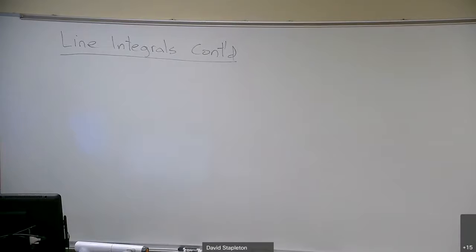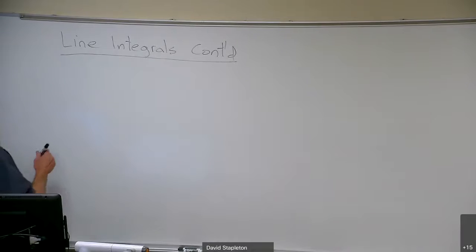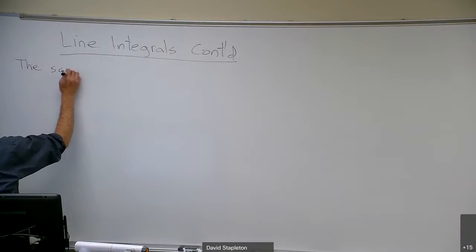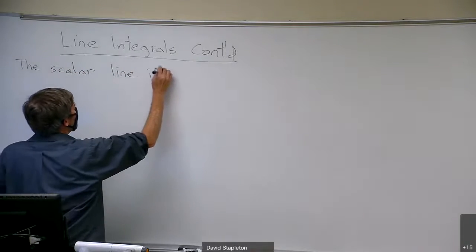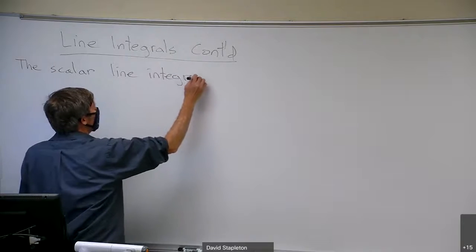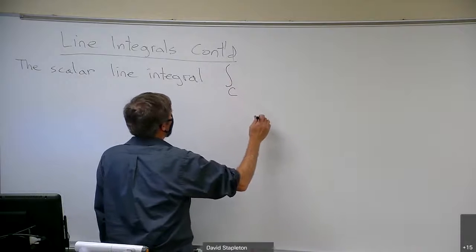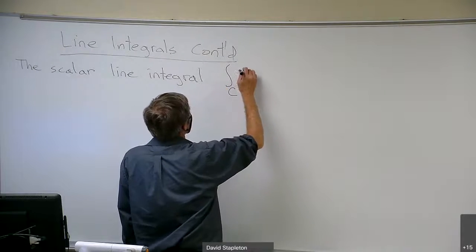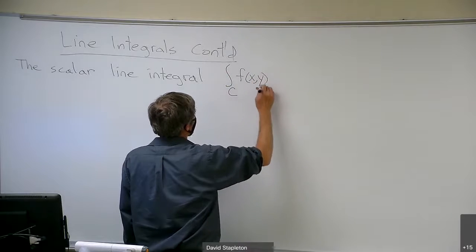All right. So line integrals continued. Okay, there were 2 line integrals. The scalar line integral, meaning the output is a scalar or a number, was given this notation, the integral along C, a parametric curve, of a function. You can do it in any number of dimensions. Let's do it in 2 dimensions, just in the plane.